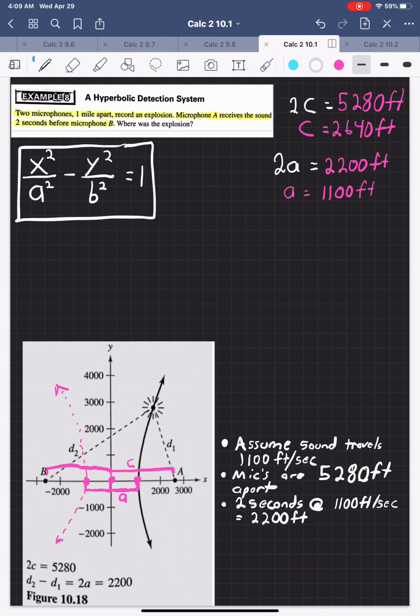So this is the standard equation of a hyperbola, and we also know that c squared is equal to a squared plus b squared. Will you now agree with me that if I have c and I have a, then I can find b? All right, so let's do that right now. So c squared, so c is 2,640 squared will equal A, which is 1100 squared, plus B squared.